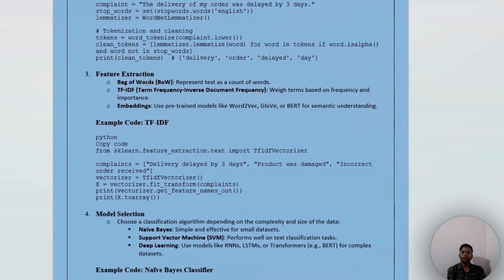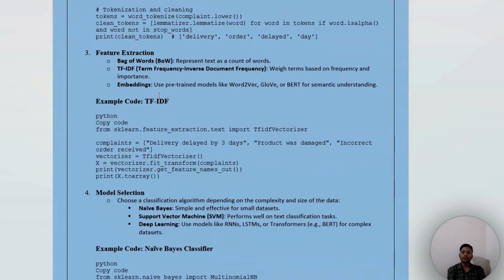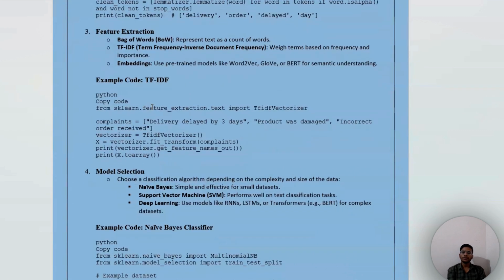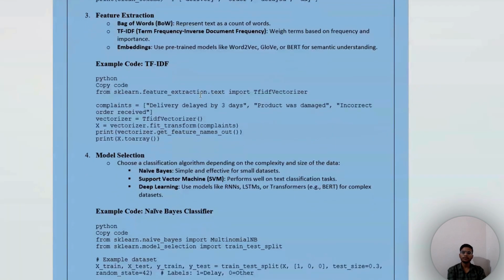Now feature extraction. In feature extraction, bag of words represents text as a count of words. TF-IDF, term frequency inverse document frequency, weighs terms based on frequency and importance. Next, embedding. Use pre-trained models like word2vec, GloVe, for semantic understanding. This is a Python code for feature extraction using term frequency inverse document frequency.